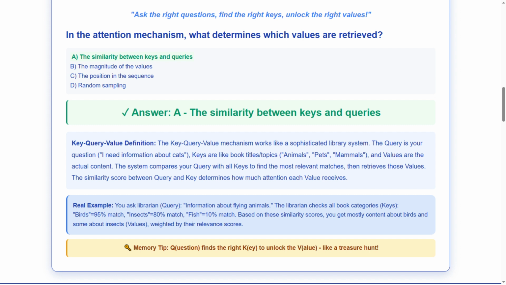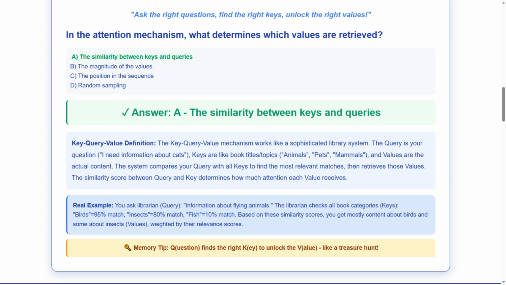Picture asking a librarian for information about flying animals. The librarian checks all book categories. Birds equals 95% match. Insects equals 80% match. Fish equals 10% match. Based on these similarity scores, you get mostly content about birds and some about insects, weighted by their relevance scores. Smart matching finds relevant information.